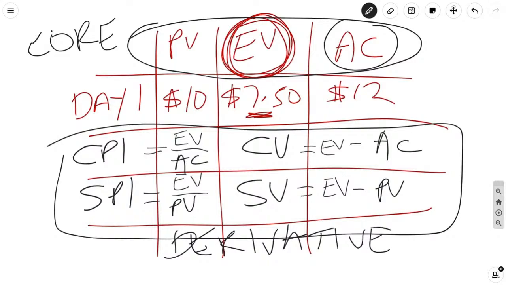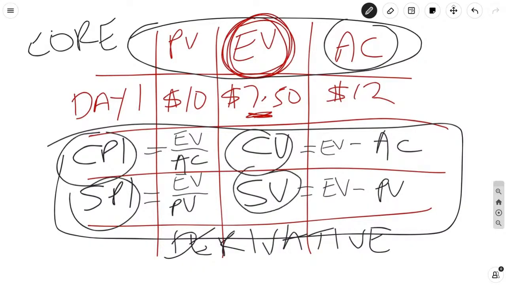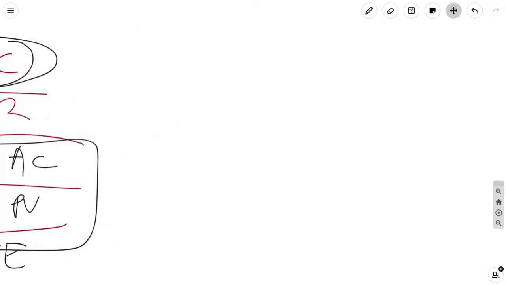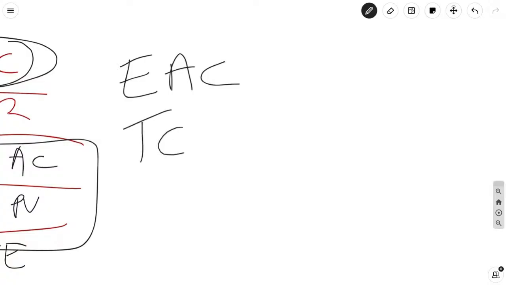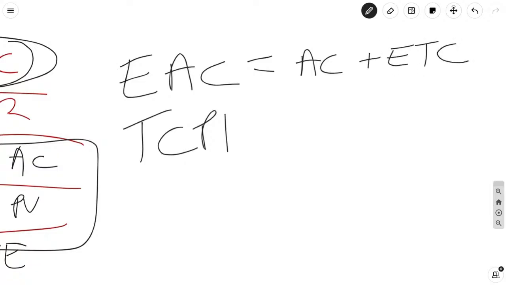When I used this stuff back in the day at Honeywell, every Tuesday we would give an account of our SPIs, our CPIs, our CVs, and our SVs. But we didn't stop there. We had to provide even more information. And some of the other metrics that we used were the estimate at completion and the to complete performance index. And very simply put, the EAC is just the actual cost plus the estimate to complete.